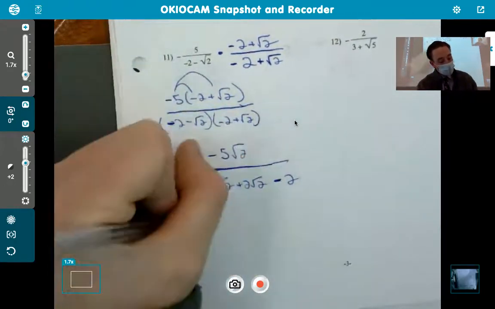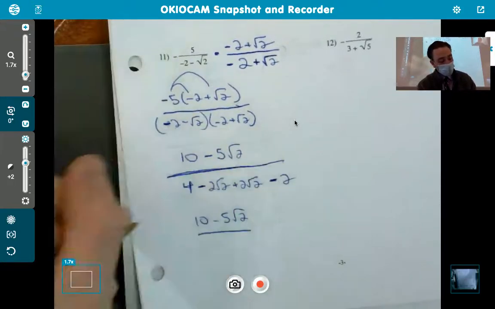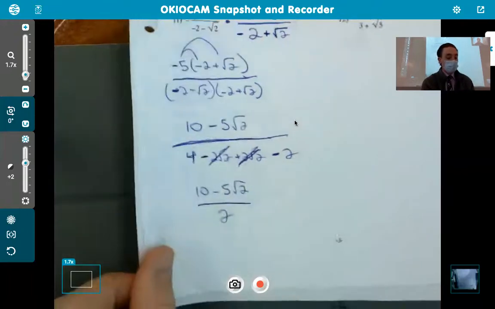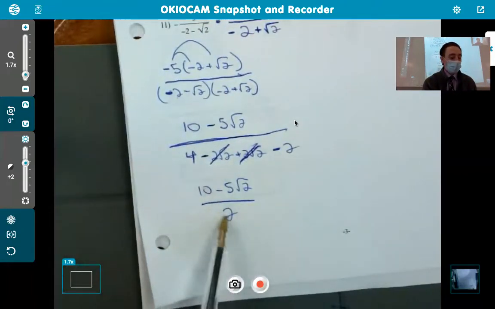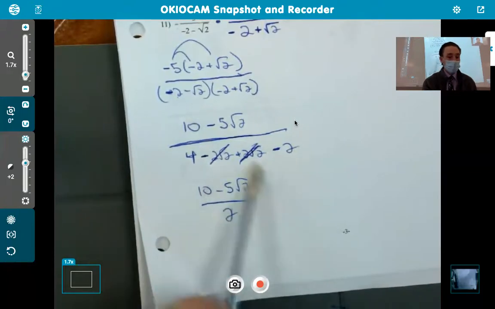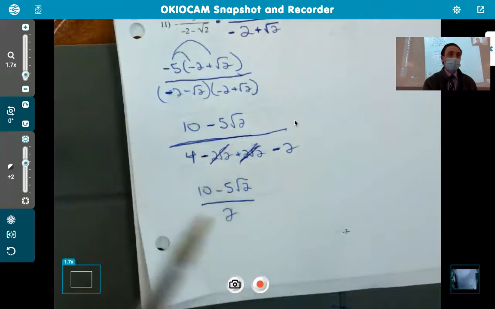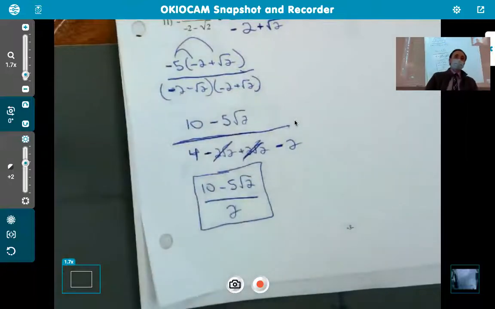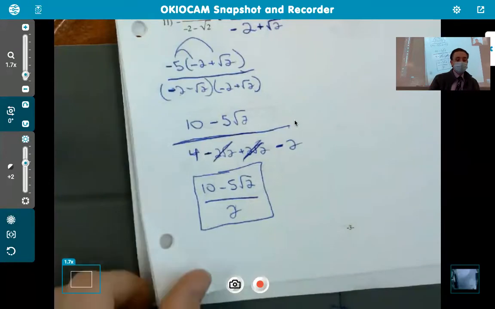Okay. So I'll have 10 minus 5√2 in my numerator. In my denominator, middle terms will cancel. 4 minus 2 gives me 2. Now, there is no GCF that I can take out that will also cancel out with my denominator. So I'm just going to leave this as is. Although you can take out a 5, it doesn't make sense to if it doesn't simplify further. Okay. So this here would be my final answer. Any questions about that example?